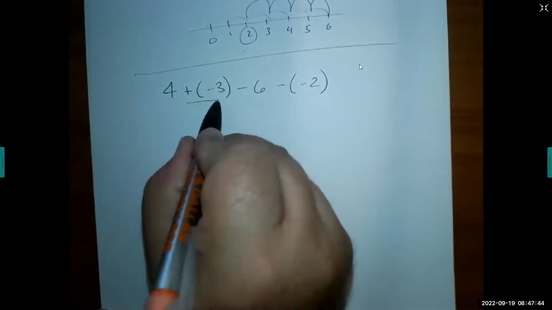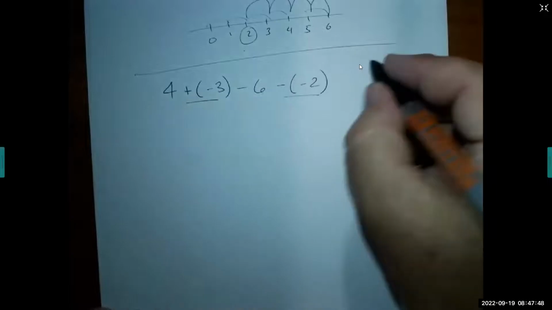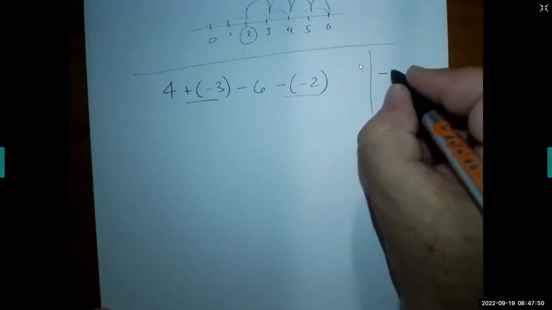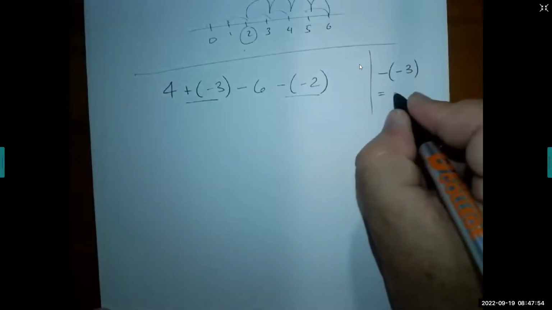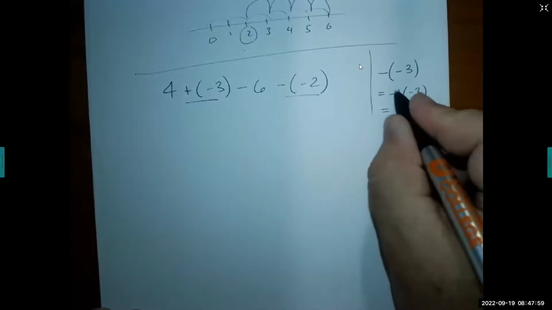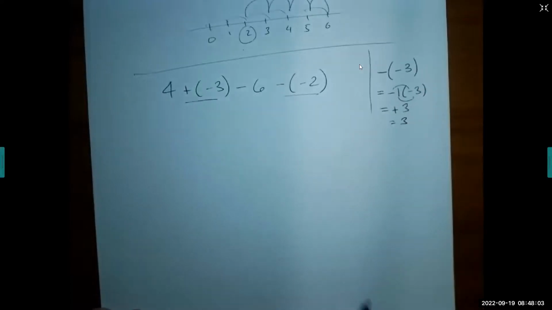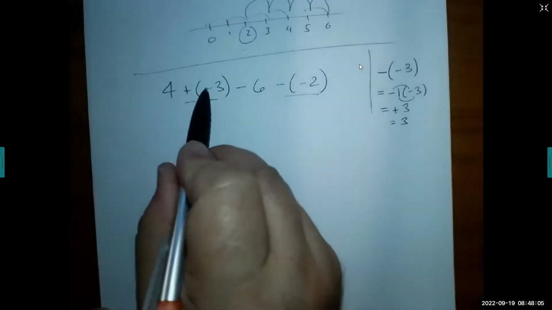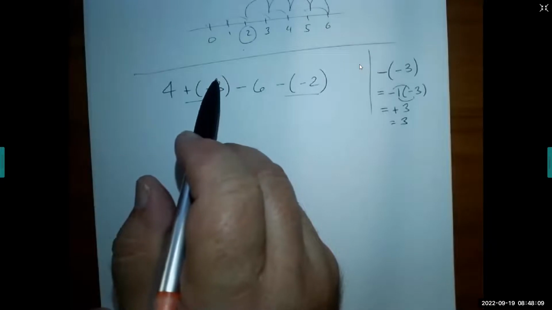Yes, these are multiplications. That's the same thing as -1 times -3. Negative and negative is a positive. 1 times 3 is 3. So yes, we have multiplication. Since we can't do anything inside the parentheses, we have to get rid of the parentheses by multiplication.